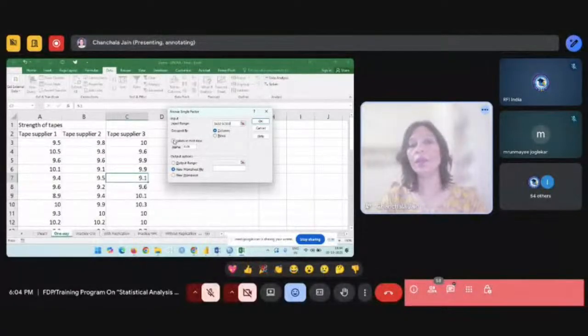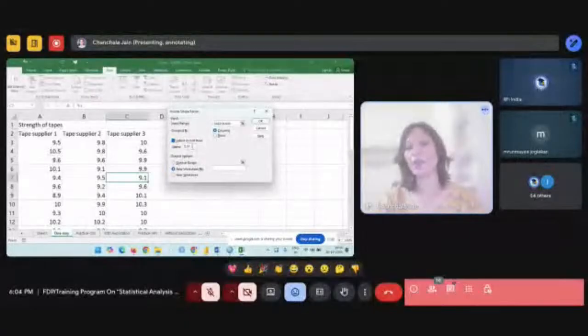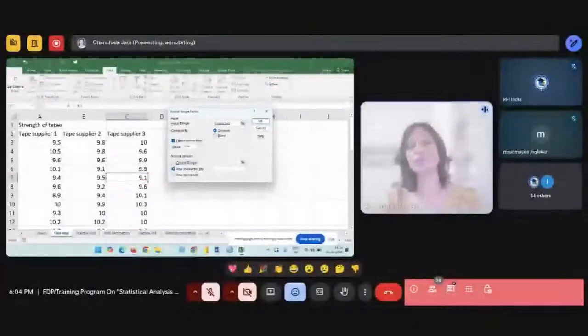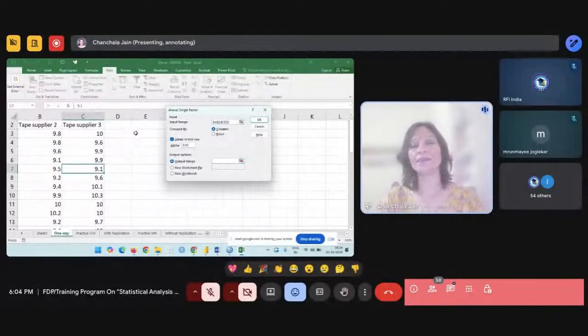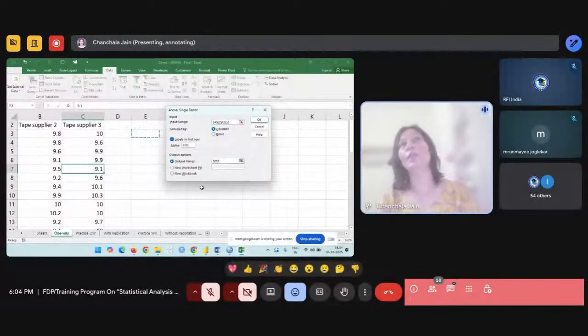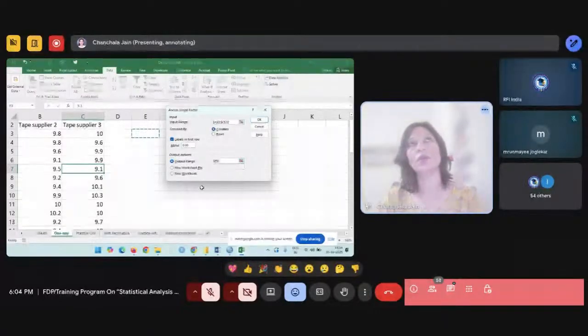Now, labels are already selected, so I am ticking this checkbox. Alpha, the level of significance, is 5% by default, and I am not changing it. Then output options are up to you. I am going with the first one, and then I select a blank cell where I want my output. So I am all set for getting the output. Shall I go ahead with OK?